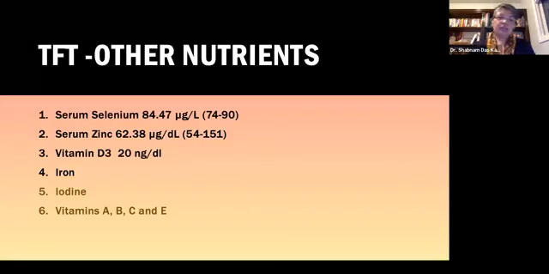Another thing is look at her zinc. Her zinc is also nearer the lower end, so we could give her more zinc. Vitamin D3 in this lab, the normal was 30, so she is definitely deficient. I've already talked about iron deficiency. Iodine, vitamins A, B, C, and E. I'm not showing the numbers here, but those are also extremely important.